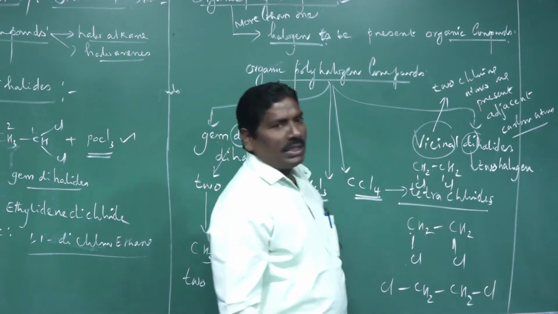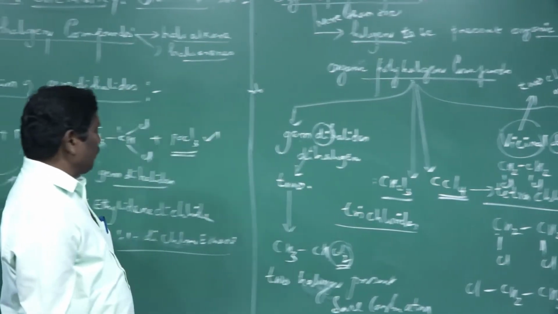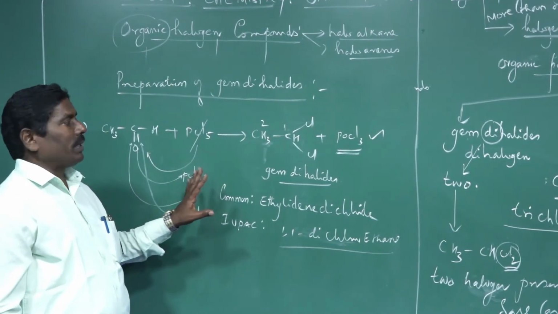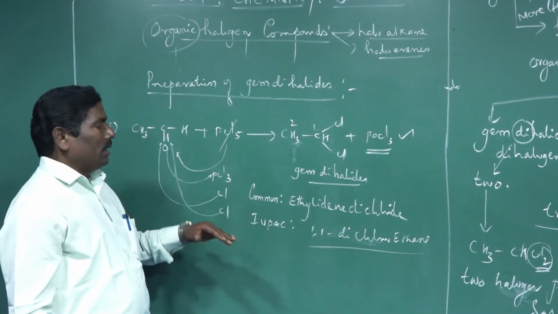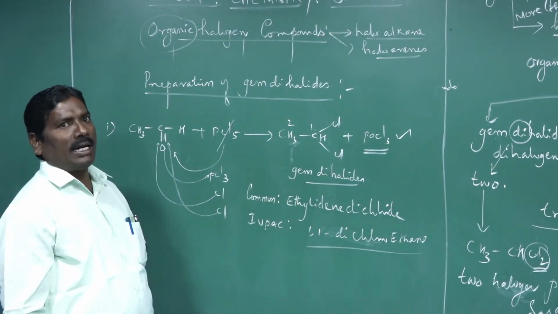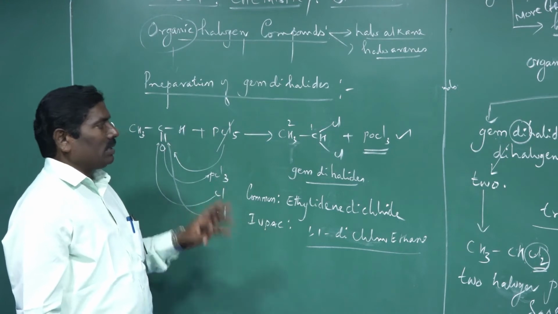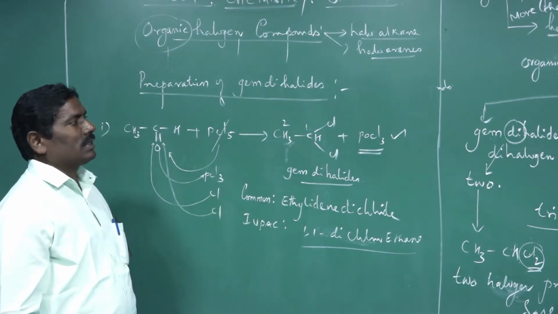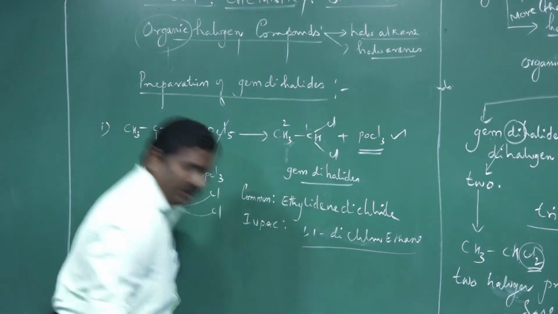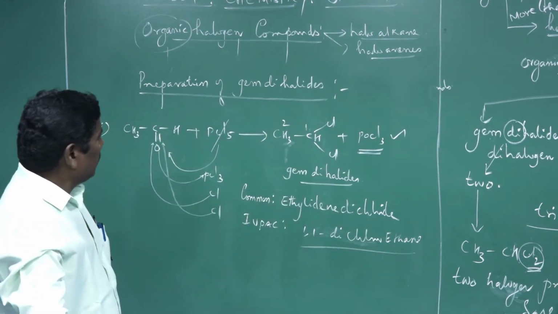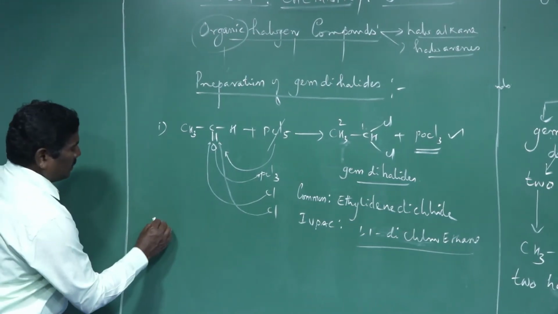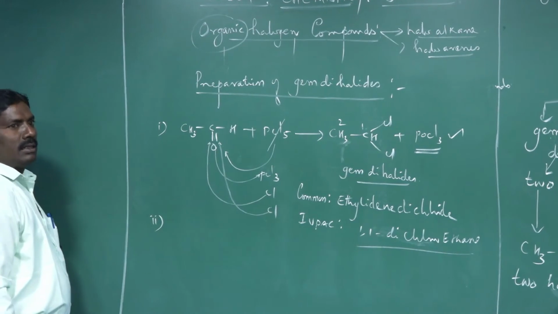So we are going to see several examples of gem dihalides. Why I am saying this is that you should first understand what are called gem dihalides and what are called vicinal halides, and then how these preparations are possible. That's why I have given the preparations of all these compounds. Next we are going to see the second method of preparing gem dihalides.